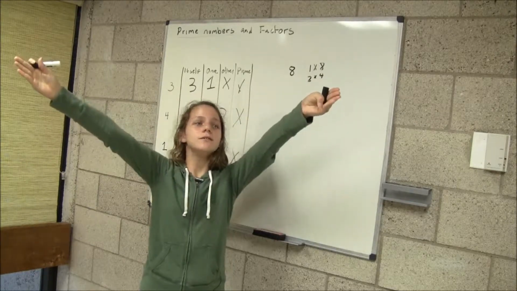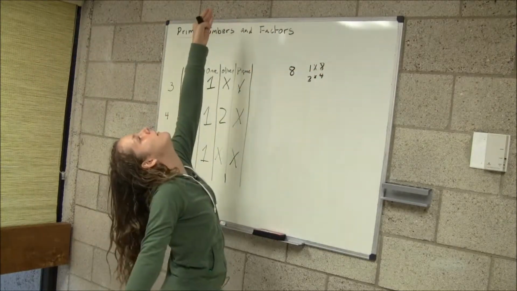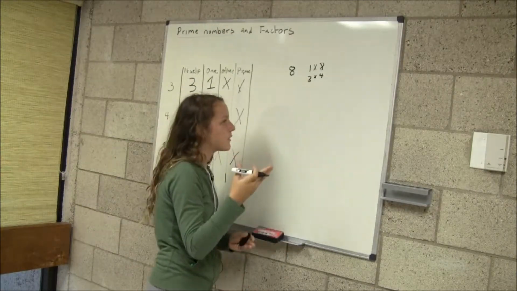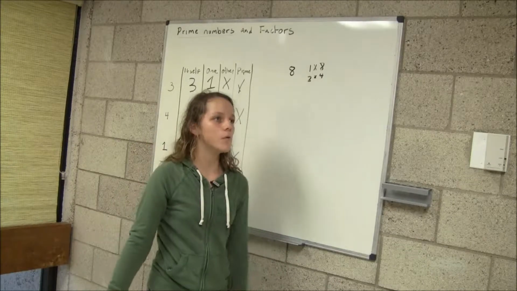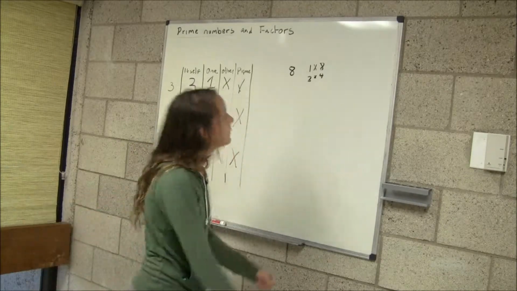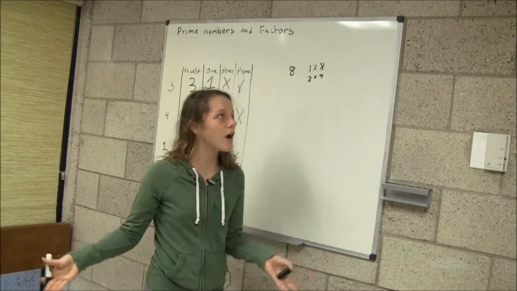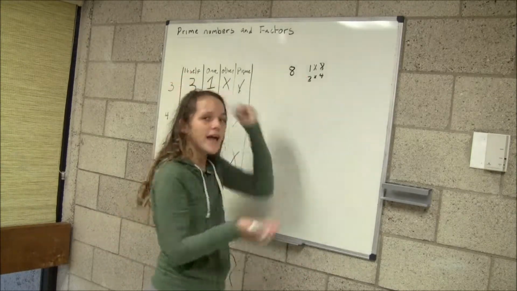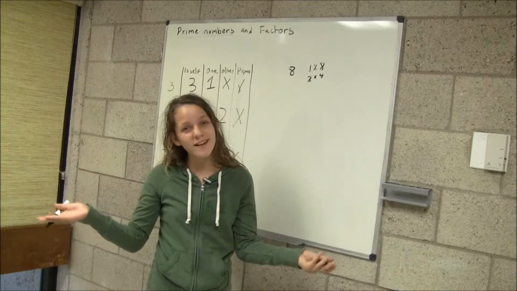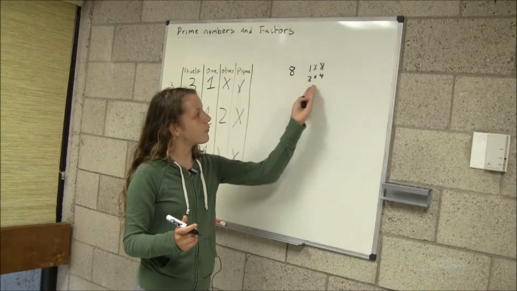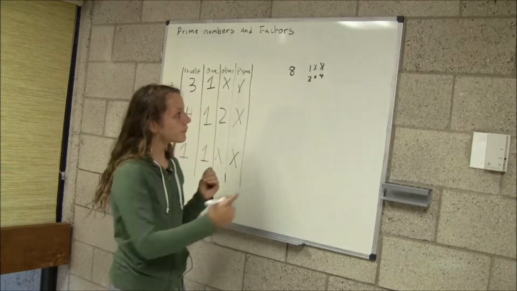It doesn't work! So let's move on to 4. But wait, 4 has already been used. Now let's move on to 6. 6 doesn't work. 7. 7 doesn't work either. And now just back to 8. 8 times 1. Already taken. Sorry. So there's only 4 factors for 8.